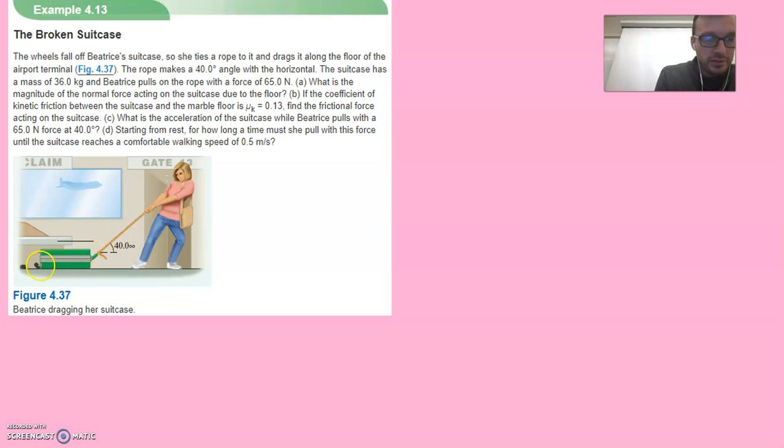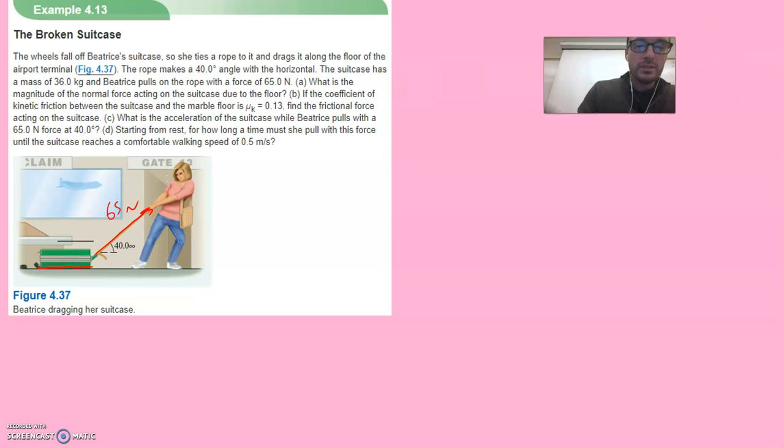So, poor Beatrice, her wheels fell off her suitcase. Now she is forced to drag it across the floor. We are given the mass of the suitcase, and we're given the pulling force. This is going to be 65 newtons here. What is the magnitude of the normal force acting on the suitcase due to the floor? Now, this is where things get a little tricky.